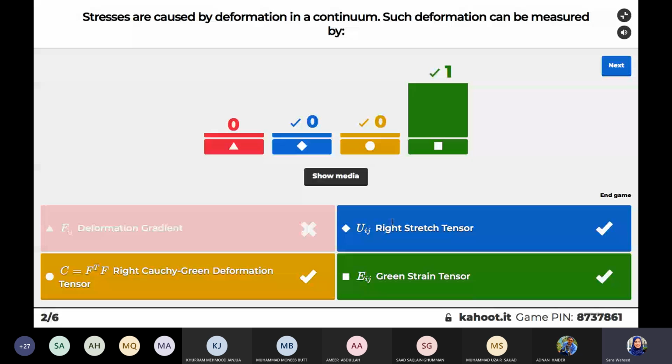But these two are much better and easily measured, whereas the right stretch tensor is very difficult to calculate. Okay, what had happened here? Could somebody? No, okay. Ma'am, the screen is loading very late. Okay, so next question.